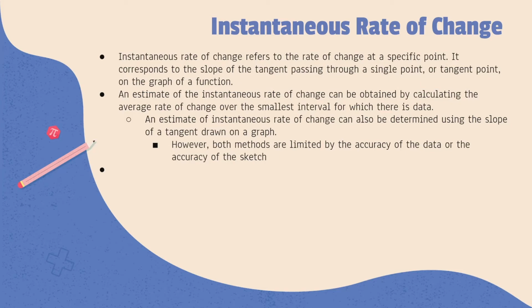However, if you're given an equation, you can easily substitute a very small value into there that is super close to the point you're trying to find, and that way you'll actually get a fairly close estimate for what the tangent is, and therefore what the instantaneous rate of change for that point is. If you want another way to estimate the IROC, you could also use the slope of the tangent drawn on a graph.